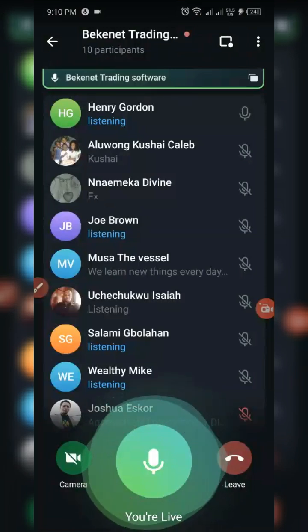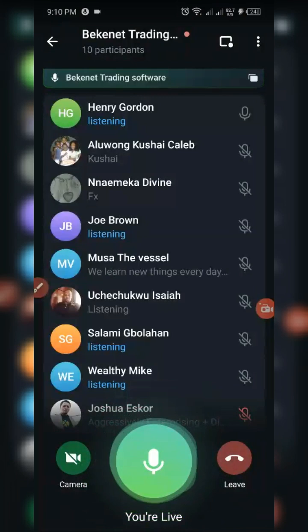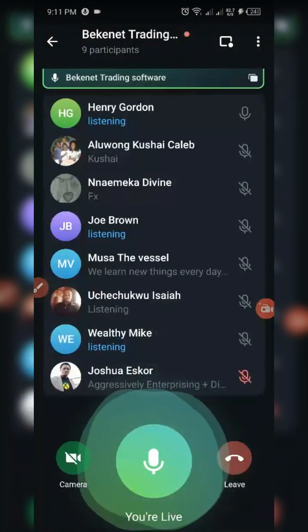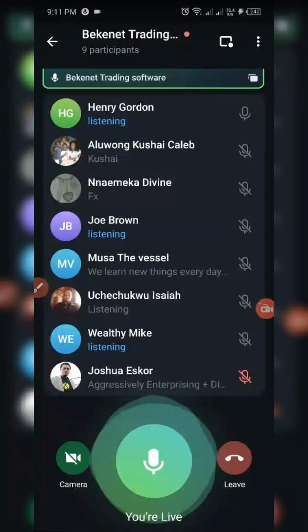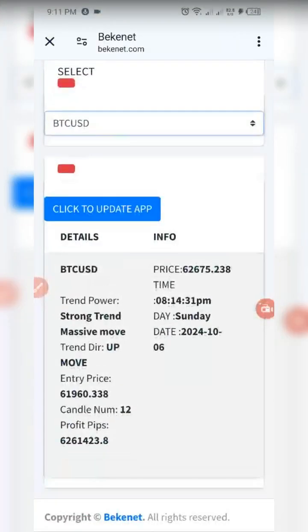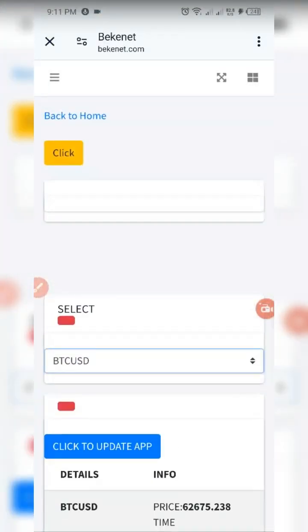So now that we've gotten our up move, the next thing we need to do is use the inbuilt chart to plot a key level so that we will not take a trade when it's already close to a resistance or a support. So how do you do that? Let me go back to the app. I'll come here, select down. Very simple. Click home.